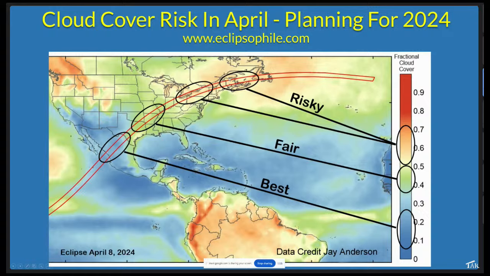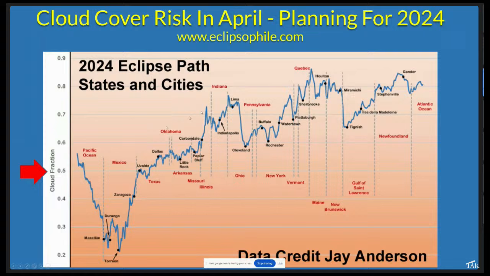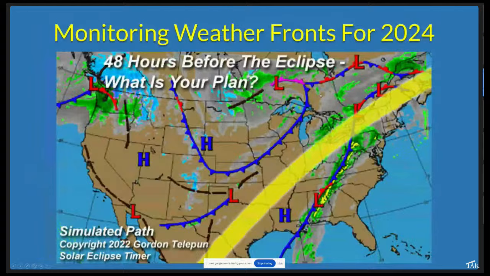And you can look at it in terms of this graph with cities. This is the 50% mark where the red arrow is. And you see the cities in Mexico are way low. And when you get up to the northeast, it starts getting high.